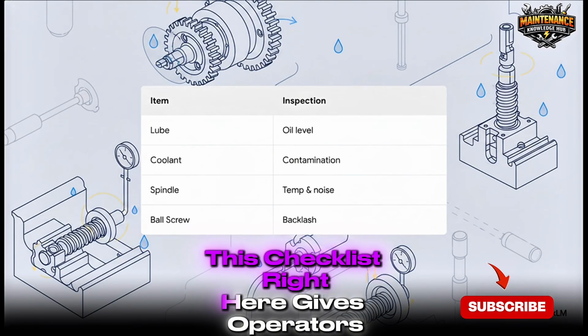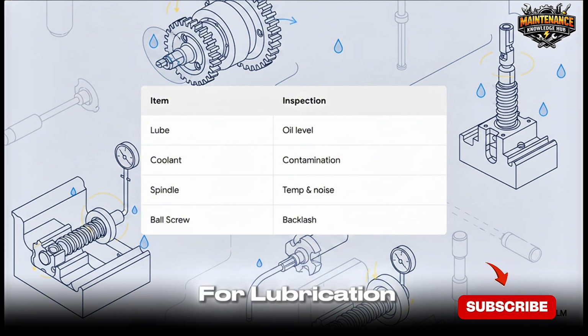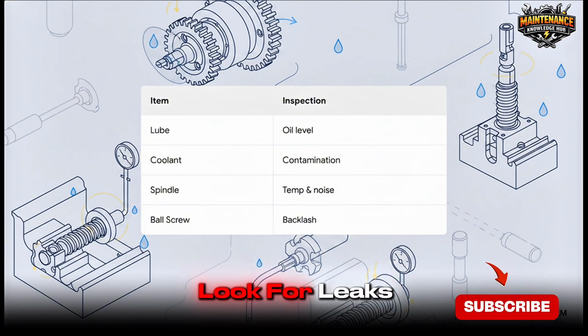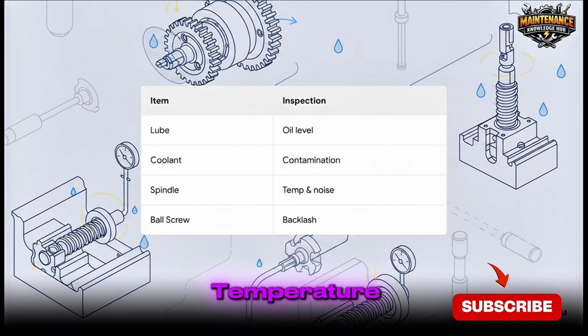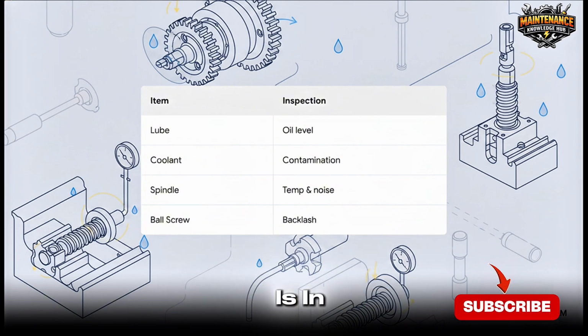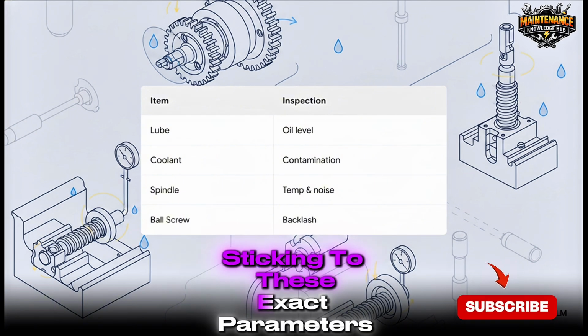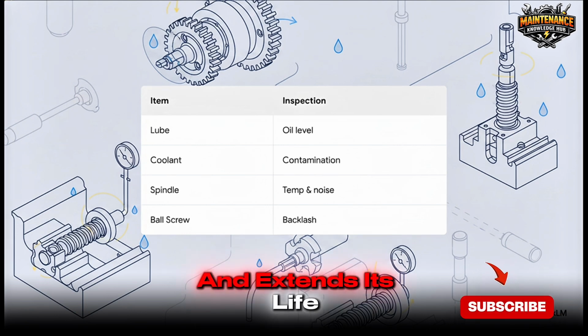This checklist right here gives operators exact verifiable parameters. For lubrication, you check the oil levels and look for leaks. For the spindle, it's all about monitoring noise and temperature. You're confirming correct pressure in the pneumatics, smooth movement in the servos, and making sure the electrical panel is in good shape. Sticking to these exact parameters is what guarantees machine reliability and extends its life.